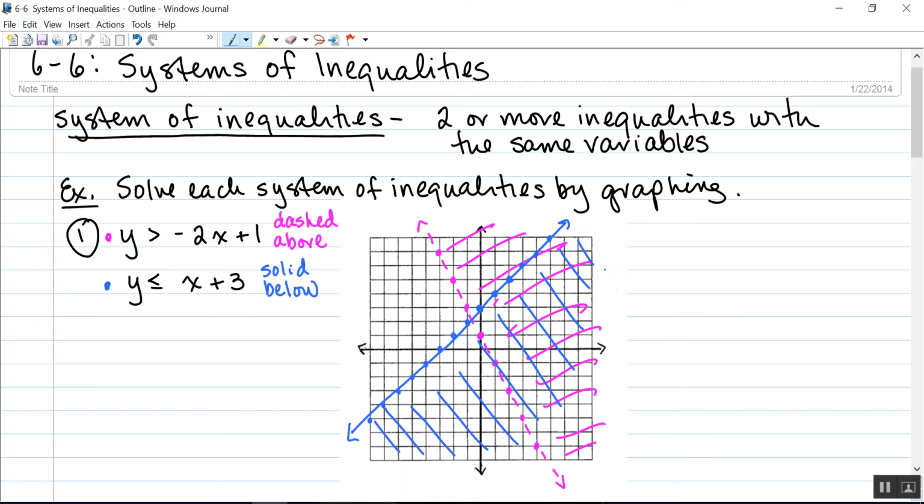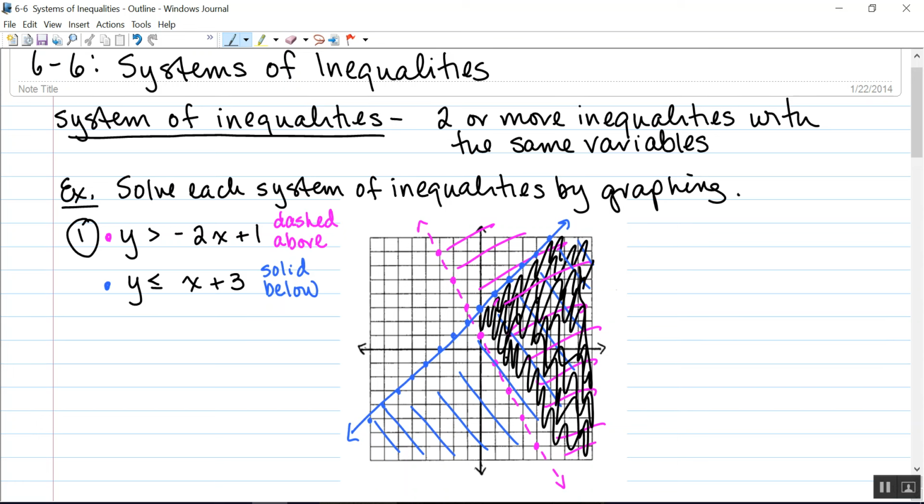Now what I'm looking for is where my two shadings overlap each other. I shaded above the pink line and below the blue line, so the area of overlap is all of this region right in here. I'm going to go back and shade that in nice and dark so it really stands out. And that's my solution. There is nothing to box. Your solution is the graph.